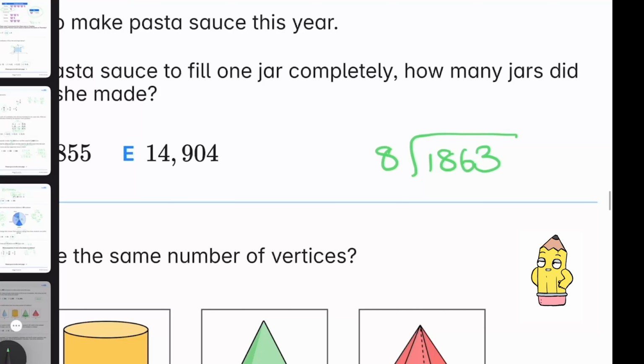1,863 divided by 8. 8, does it go into 1? It does not. But does 8 go into 18? It does 2 times, because that gives you 16. But there's a 2 remainder. Does 8 go into 26? Yes, it does. 3 times, because 8 times 3 is 24. Again, we have 2 as a remainder. And does 8 go into 23? Yes, it does, and that's twice, with the remainder being 7.